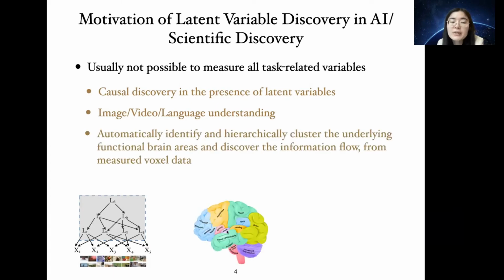And moreover, in neuroscience, from our measured fMRI voxel data, we want to automatically identify and hierarchically cluster the underlying functional brain regions, and also discover the information flow among different brain regions. Nowadays, we know that these regions usually are predefined, but we want to do it in an automatic way to find information that we humans may not know in advance.